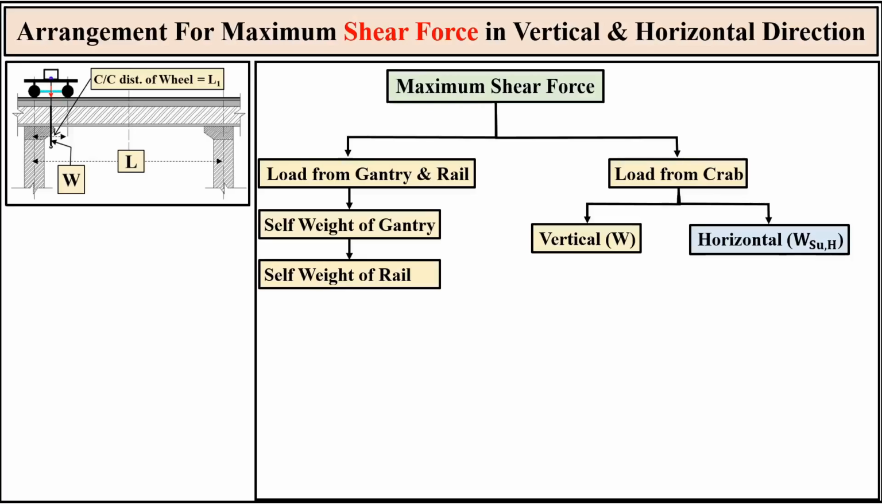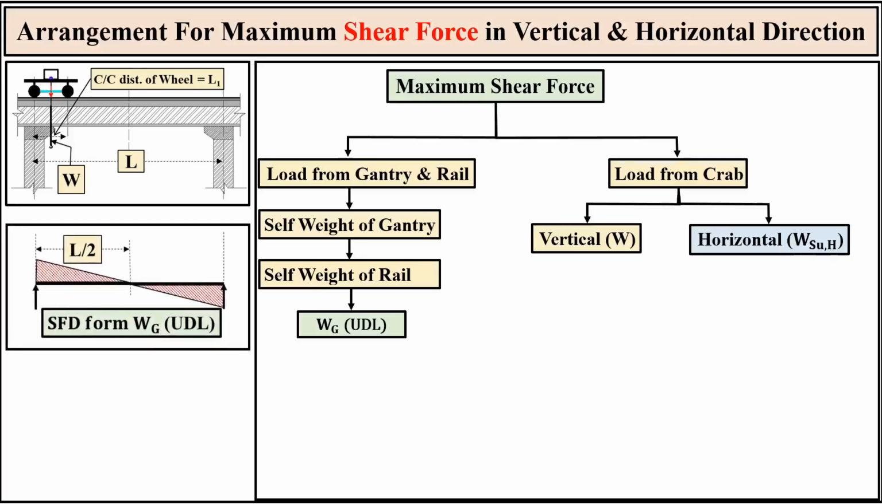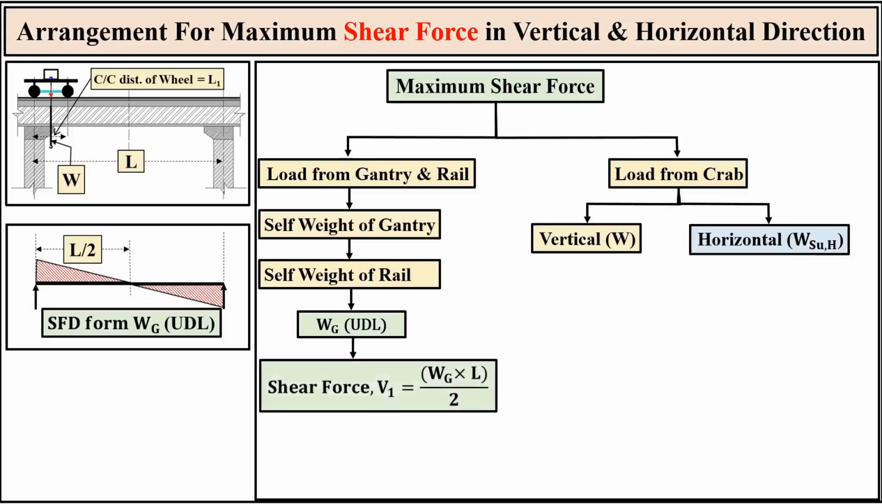First, we address the permanent components. The self-weight of the gantry and the rail acts as a uniformly distributed load, labeled here as WG. As shown in the top left shear force diagram, this weight creates a maximum reaction at the supports. The formula for this static component, V1, is simply WG times the span L, divided by 2.